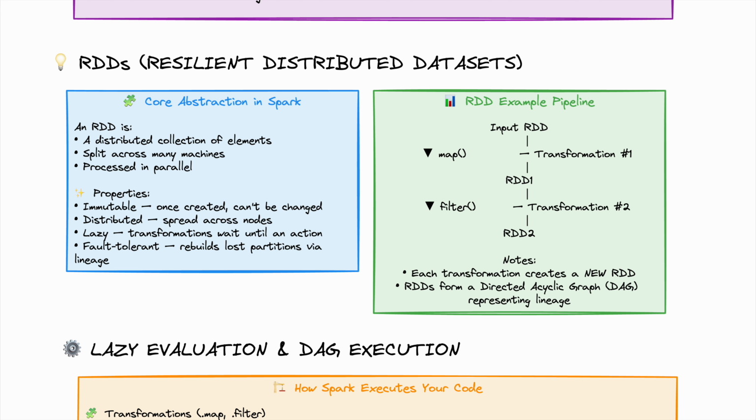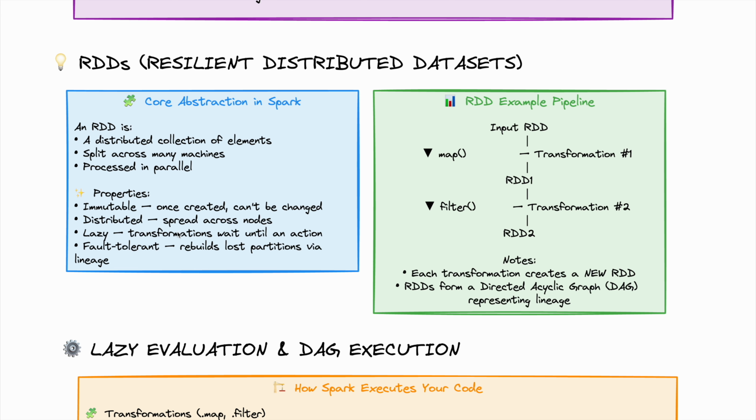What are the properties of the RDD? The first one is immutable. That's one of the important properties of the RDD, which is that once it's created, it cannot be changed. It's distributed, which means that it's spread across many nodes, and it's lazy. Lazy, we are going to talk about in detail later, but basically what it means is that we are not starting any computation, we are not starting any pipeline unless we are calling an action.